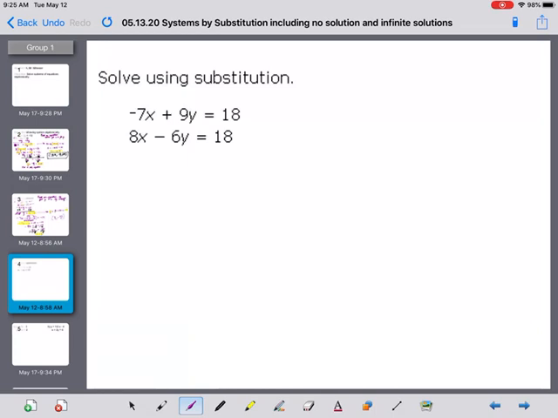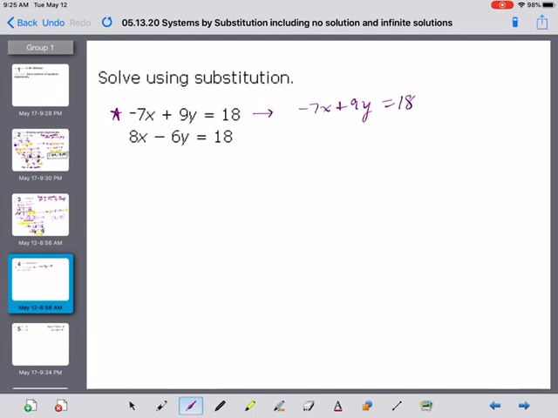So pick either equation to solve for y. You can pause at any point if you want to get a head start. For no apparent reason, I'm just going to pick this first equation. Both of them stink when you want to get y by itself, but let's do it. So I'll write it over here. Negative 7x plus 9y equals 18.